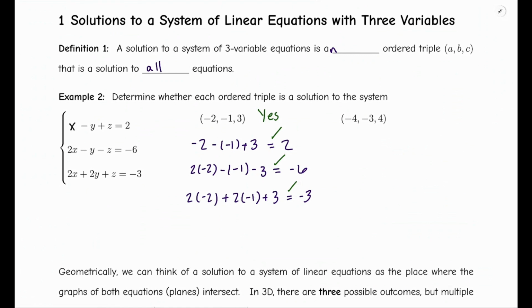The second point, (negative 4, negative 3, 4). So does negative 4 minus negative 3 plus 4 equal 2? Well, no, it does not. It actually equals 3. So this point is not a solution to the system of equations.